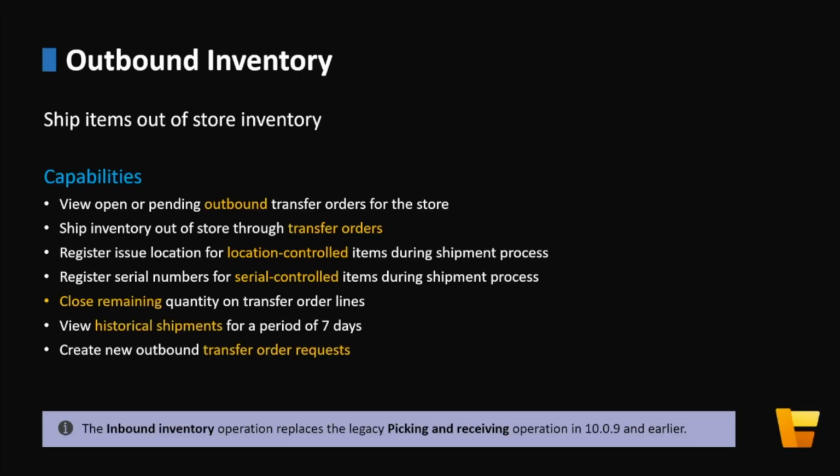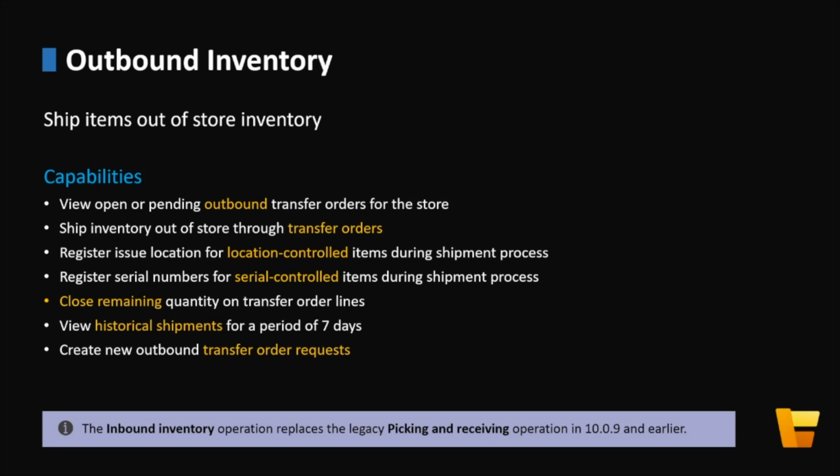So what you just saw is the demo of the inbound inventory operation. And then the second operation I want to talk about today is the outbound inventory, which is very similar to the first one, but in the opposite direction. As the name indicates, it facilitates you to ship items out of your store inventory through the outbound transfer orders.